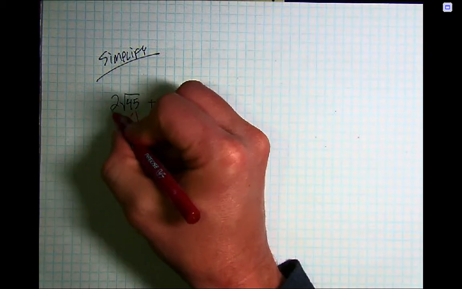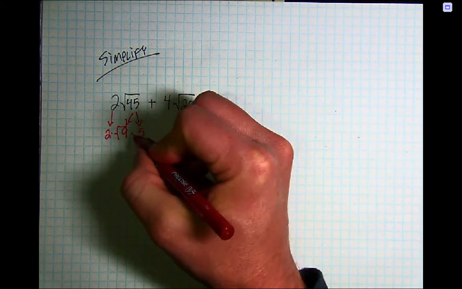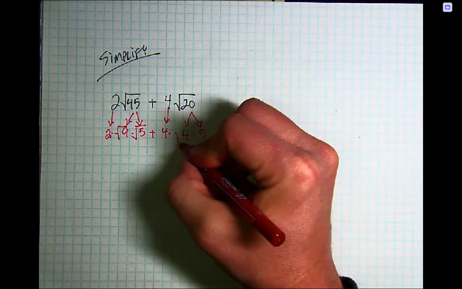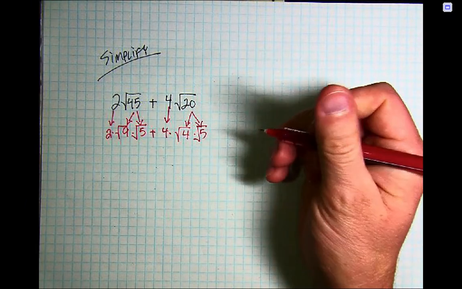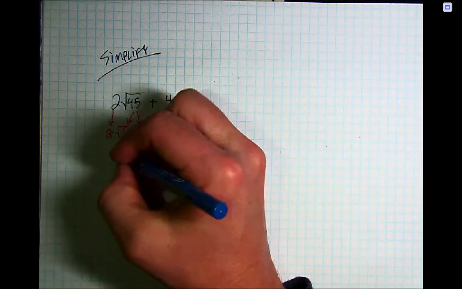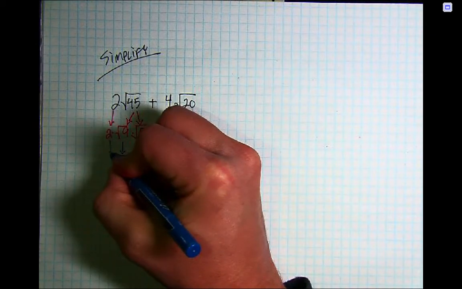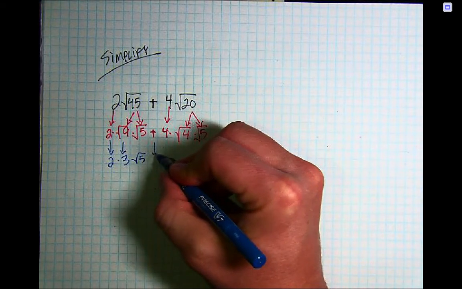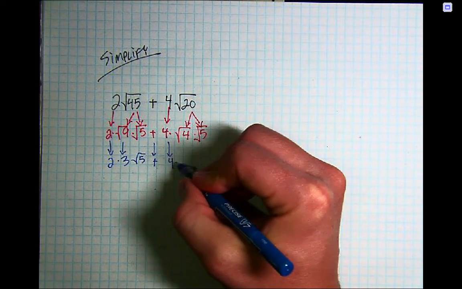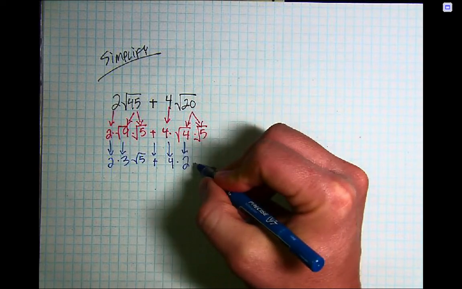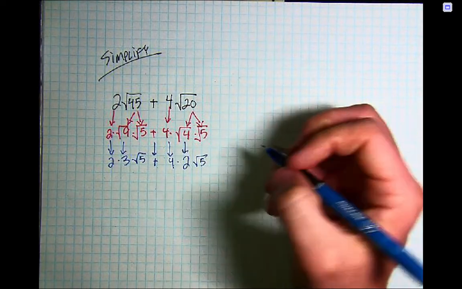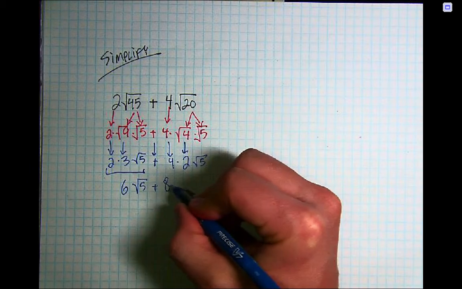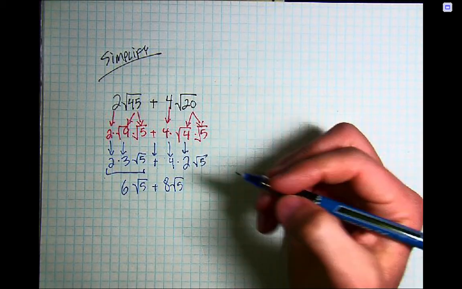So this is really 2 times the square root of 9 times the square root of 5 plus 4 times the square root of 4 times the square root of 5. And what's the square root of 9? 3. So this is really 2 times 3 radical 5 plus 4 times 2 radical 5. And what do you know? We have 6 radical 5 plus 8 radical 5, and I can now combine them together.